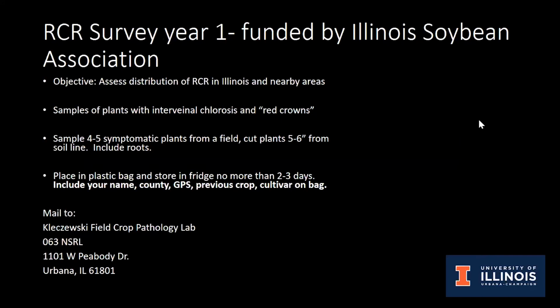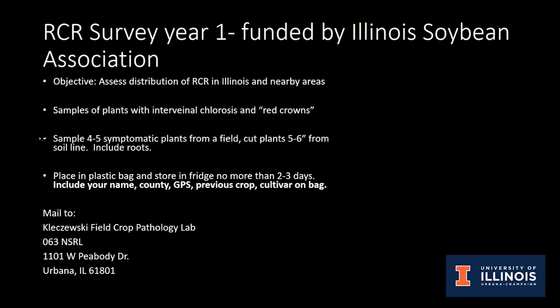Just want to talk a little bit about the survey we're doing for red crown rot, because this is a newer disease that we have in the state, and it does show symptoms very similar to SDS, but can't be managed like we do SDS. We want to look and see how much we have in the state, and basically we're looking for samples of plants that have interveinal chlorosis, and maybe you think they have red crown, or you actually see the structures of the fungus. It's even better.